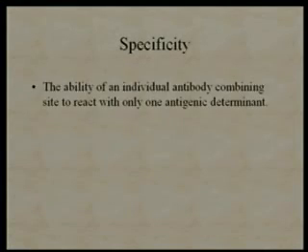Now, again, there are two other terms that are important to keep in consideration when you talk about antigen-antibody reactions. And that is specificity and cross-reactivity. So what is specificity? Specificity is the ability of an individual antibody combining site to react with only one antigenic determinant. If a particular antibody combining site only recognizes one epitope and will not bind absolutely anything else, that is said to be specific. All right?